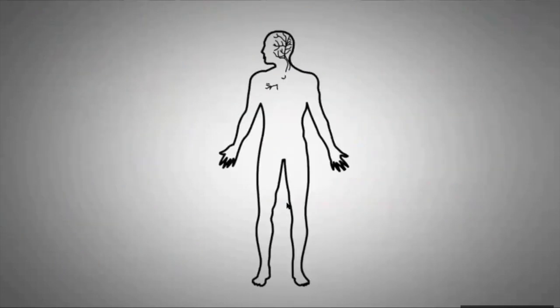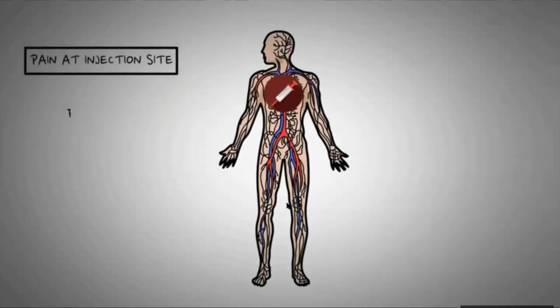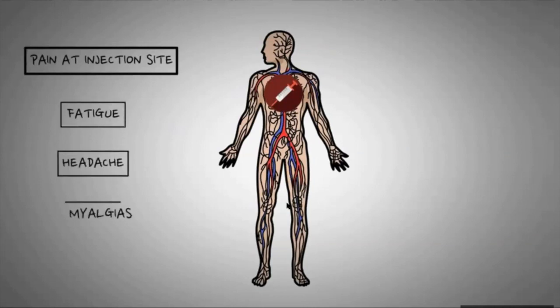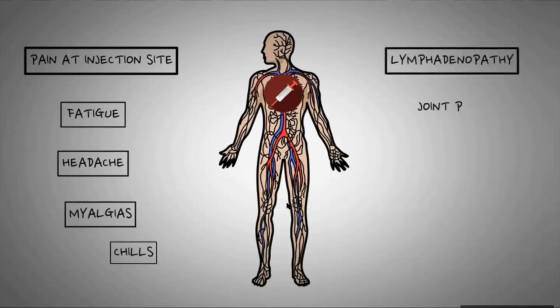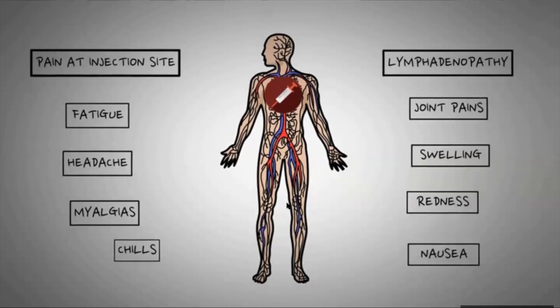The most common side effects that you can experience after COVID-19 vaccination include pain at the injection site, tiredness, headache, muscle pain, chills, swollen lymph nodes, joint pains, fever, swelling at the injection site, and redness at the injection site. You can also experience some kind of nausea.